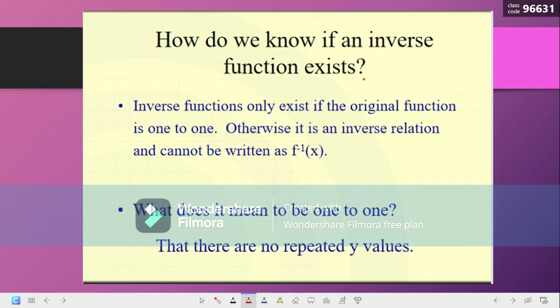So how do we know if an inverse function exists? Inverse functions only exist if the original function is one-to-one. Otherwise, it is simply an inverse relation and cannot be written as f inverse of x. So what does it mean to be one-to-one? There are no repeated y values. And we already know that for a relation to be a function, there must be no repetition of our domain values.